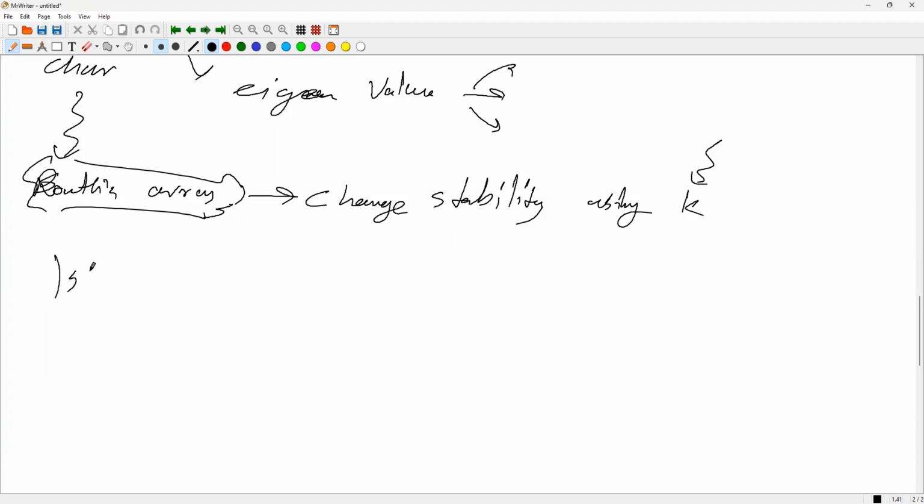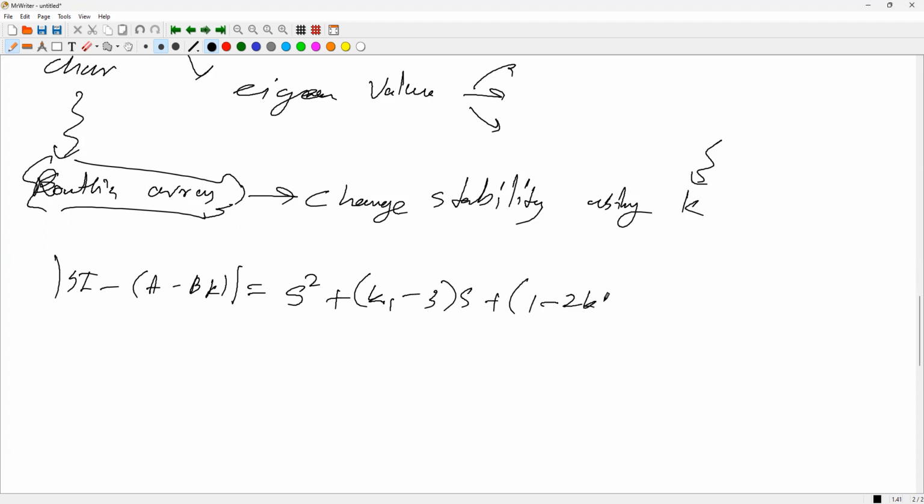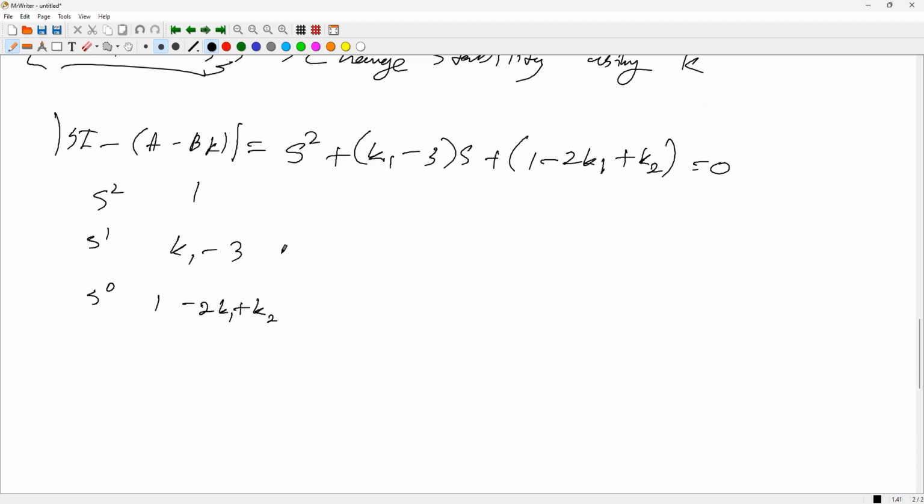I write the final value. The determinant of sI minus A minus BK equals s square plus (k1 minus 3) s plus (1 minus 2k1 plus k2) equals 0. So we can develop the Routh array based on this characteristic equation. The Routh array is like: k1 minus 3 and 2 is 1, 0. This is 1 minus 2k1 plus k2. So we can choose those values to be greater than 0, not equal. Then we can decide k1 and k2 based on this inequality.